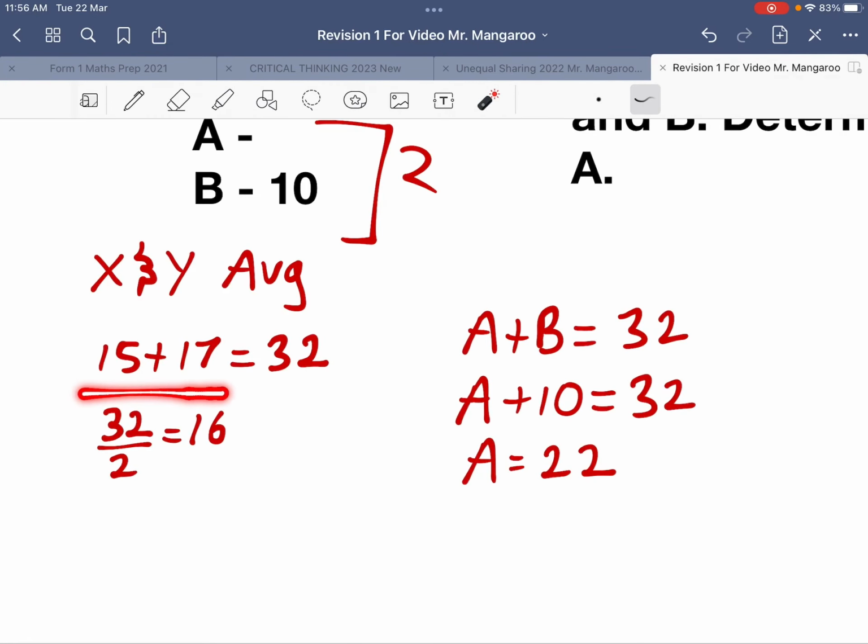15 plus 17 is 32. 32 divided by 2 is 16. So A and B would also have the same average as X and Y. So if two numbers have a particular average that is the same as another pair of numbers, then their total will also be the same. So A plus B is 32, we have B as 10, so we subtract 10 from 32 and we'll get A.